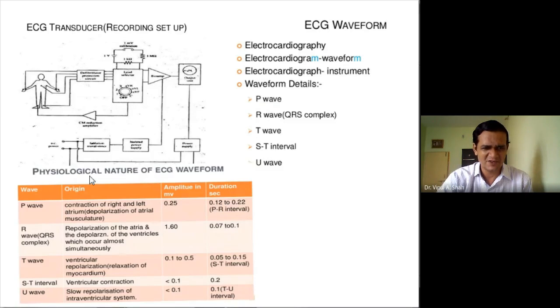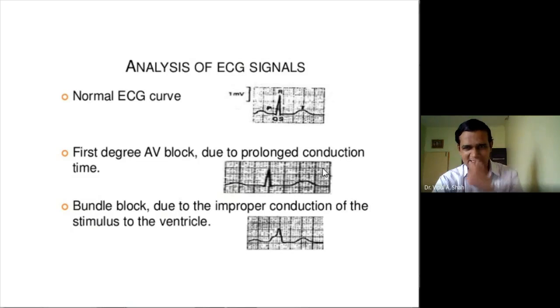So we have PQRST waves, then their origin, or where they originate in our heart, how it functions, right? What is the amplitude, etc., in terms of millivolts, that we can plot in terms of a graph, and how much duration it will have for a normal patient. So abnormality in this particular amplitude and duration can be monitored using the PQRST waves of ECG, and then patients can be treated by the doctors accordingly. So this is a typical ECG transducer circuit through which you can monitor and maintain the ECG waveform. This is the analysis of the ECG signal.